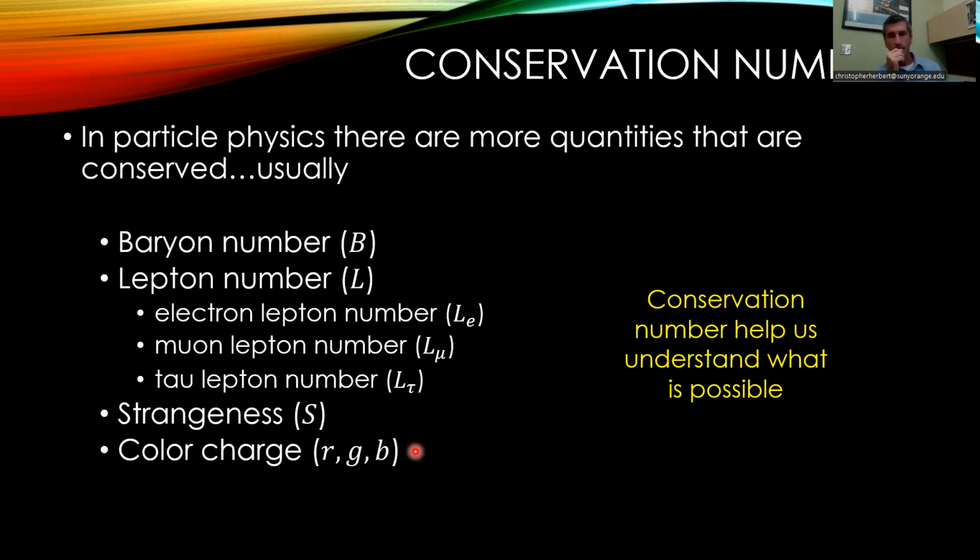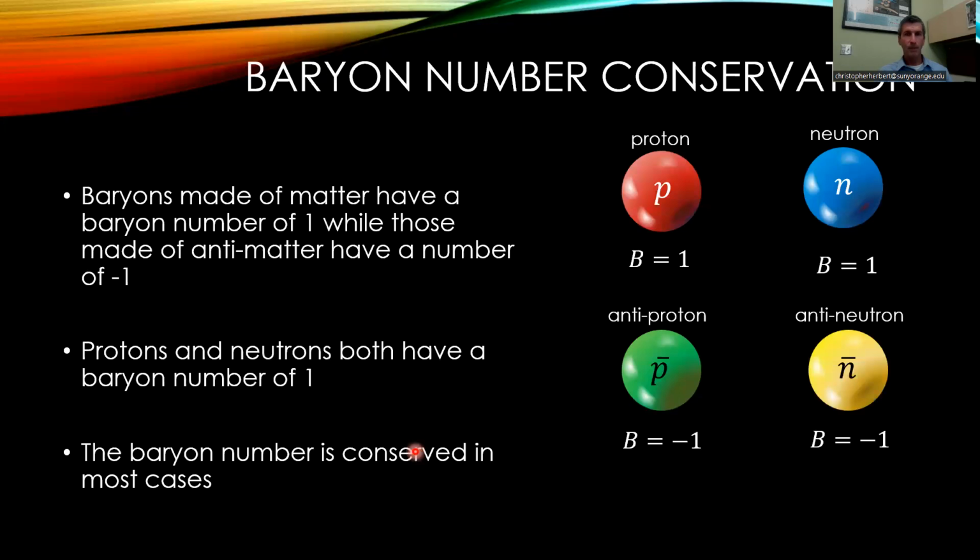Color charge is a little bit complicated because it can almost be thought of as a three-dimensional vector where it points in the red, green, or blue direction. Again, they have nothing to do with the true colors that we see. These are just the different amounts of this charge associated with the strong force. Okay, let's start with baryon number.